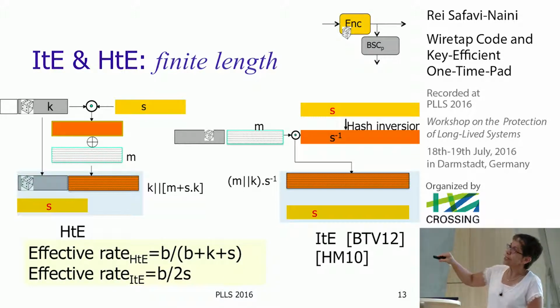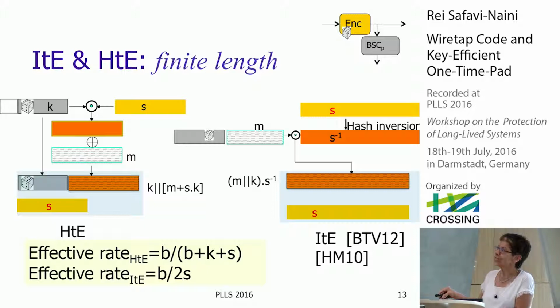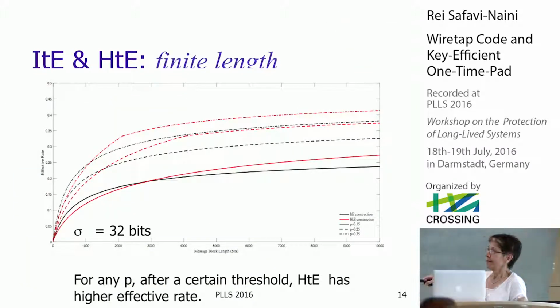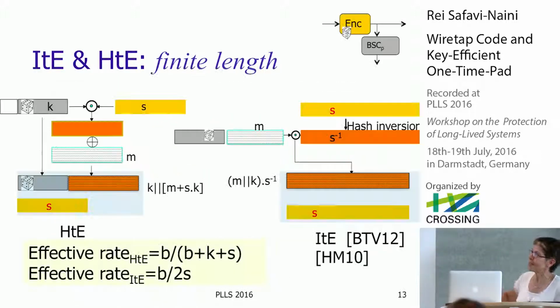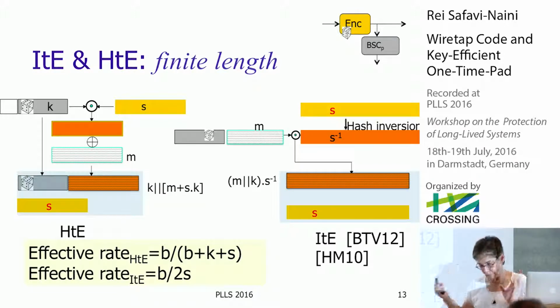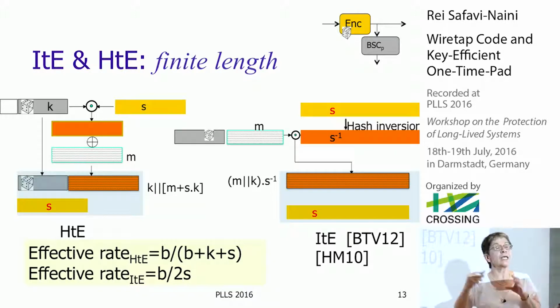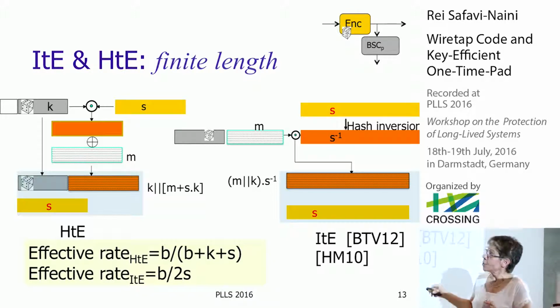So this is a comparison of our system and the comparable system. This is the BTV system. If we look at the two, you will see the rate of these two, the effective rate. The point I'd like to make is that effective rate means that all the evaluations of one-time wiretap codes are asymptotic evaluations. In practice, we want to send one message.